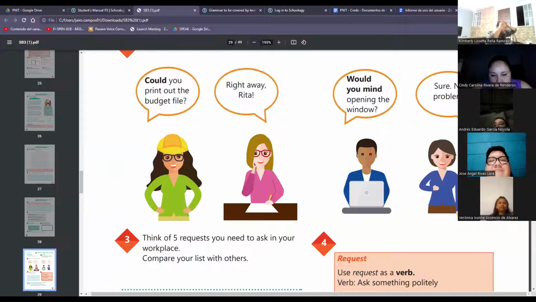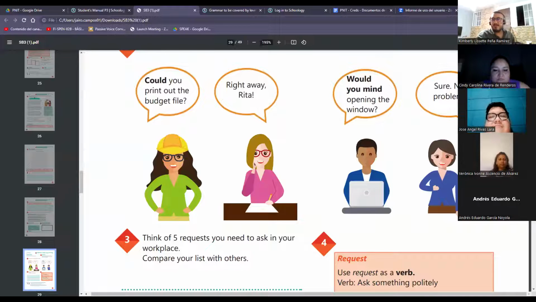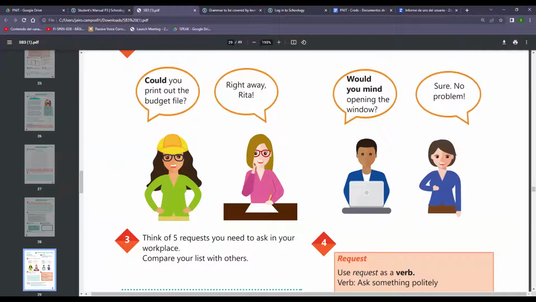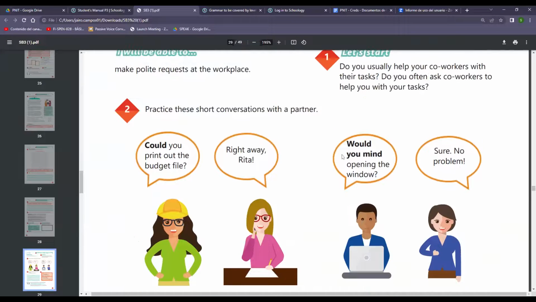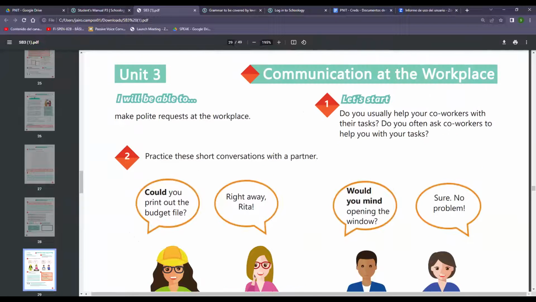Good. Now let's take a look at, you're looking at my screen, correct? Which is the unit number 3. There you go.